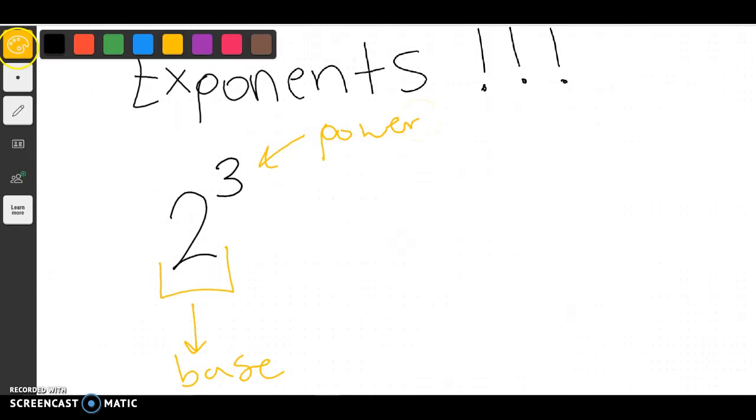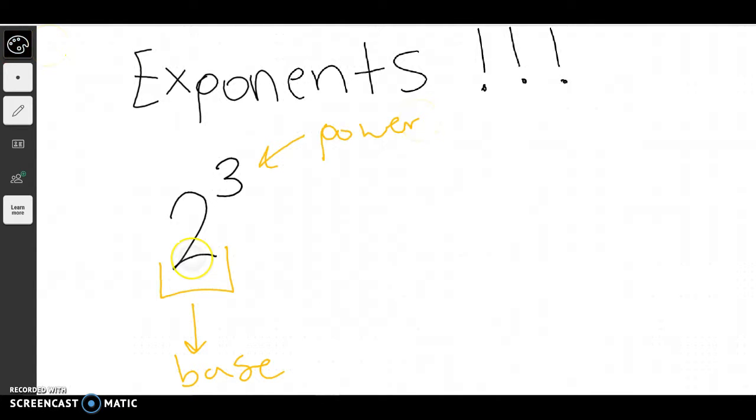And exponents are an operation. And you need two numbers for the operation just like you need for everything else. So this is my first number and this is my second number. And here's what this means. It means we're going to take our base and multiply it by itself as many times as our power says. So for this example, we're going to take 2 and we're going to multiply that together 3 times.